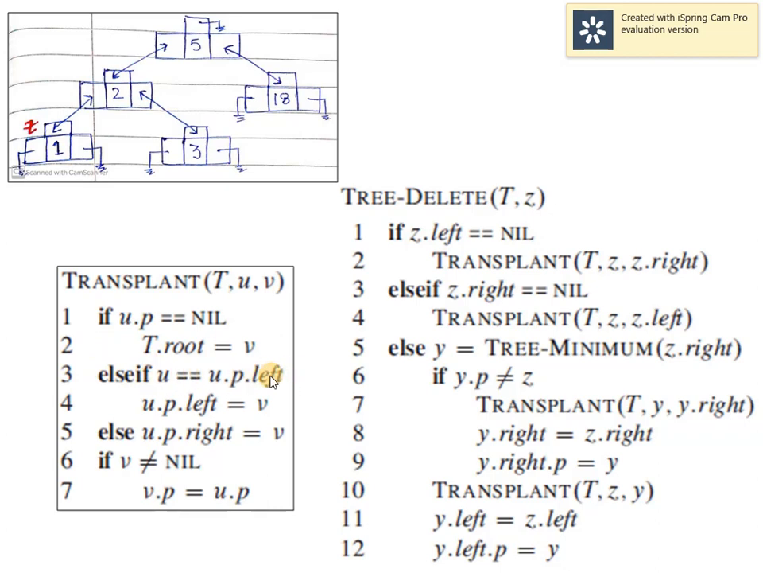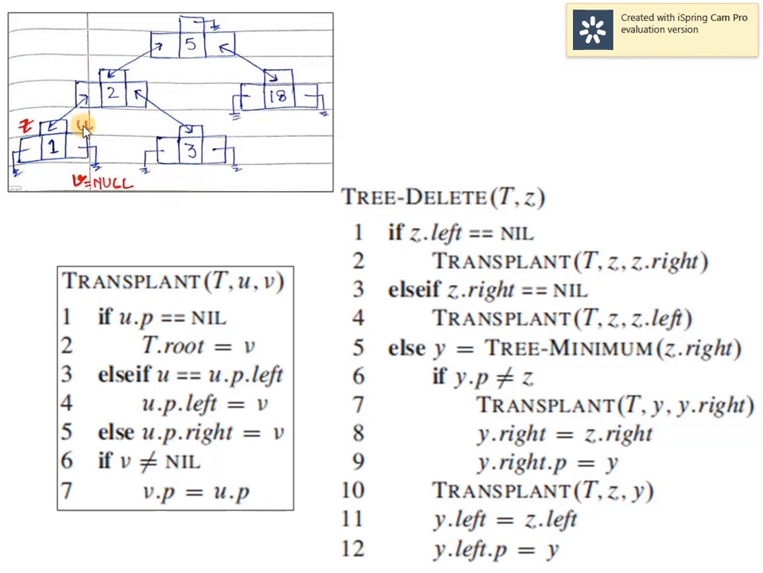If it is the left child, then the new left child will be v. If it is not the left child, then it should be the right child. So the new right child should be v. And if v is not equal to null, then we have to update the parent of v also to the parent of u.